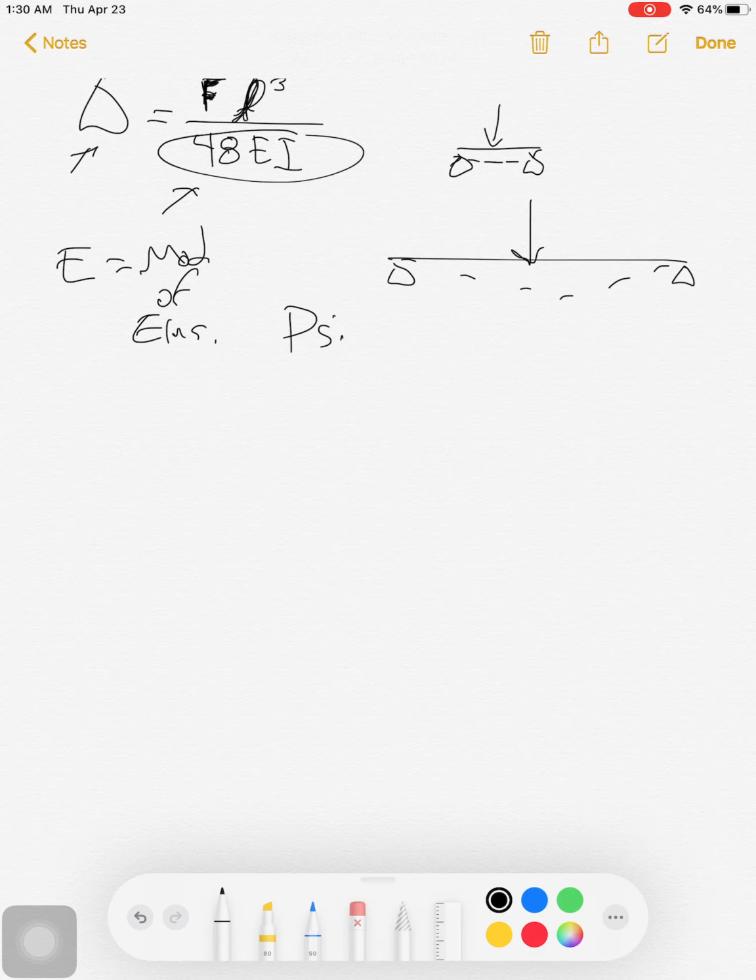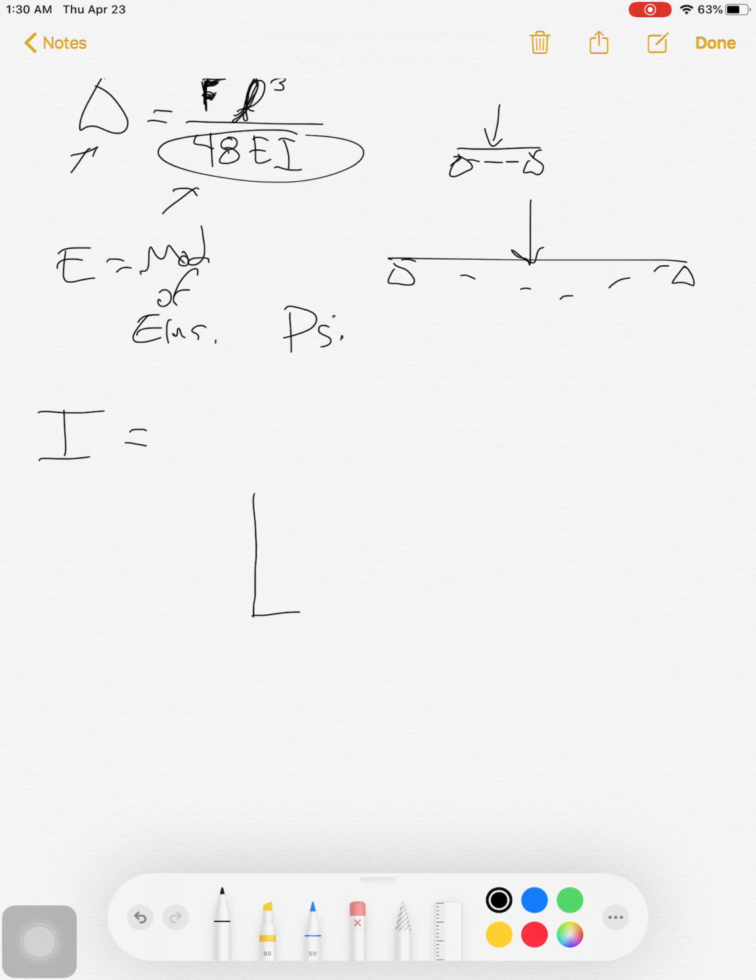We're usually looking at wood being around 500,000 to 2 million. Steel is about 30 million. Titanium is like 45 billion. It's usually a pretty substantial number, usually at least in the hundreds of thousands, unless you're looking at something like rubber or something like that. The I value is based on the shape of the beam that's bending.